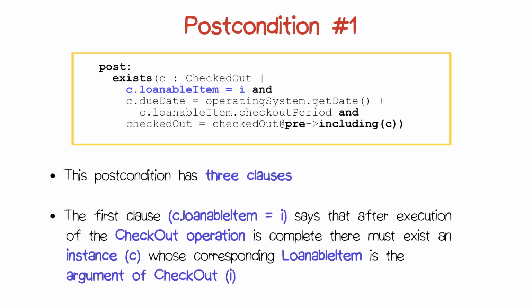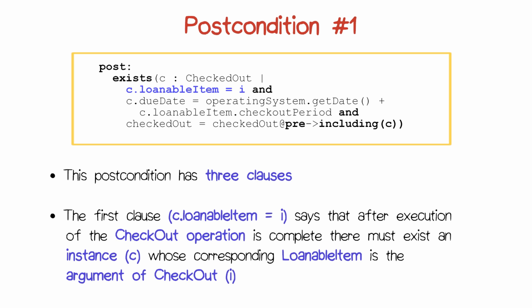that link's loanable item had better be the item we're checking out, which was the argument to the operation, okay? And the properties that we wish to hold about that checkout, that is the due date, had better be correct. To get the due date, we can go get today's date, and then add in the checkout period. And remember, we have the checkout period. That was one of the first requirements we dealt with in OCL. And we can go get that checkout period by navigating from the checkout link to the corresponding loanable item and then getting its checkout period.